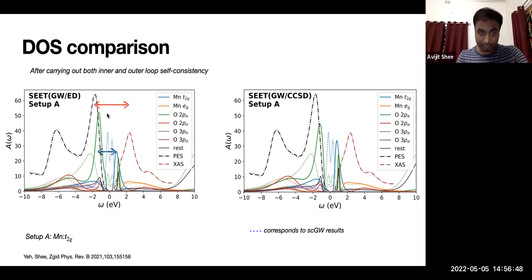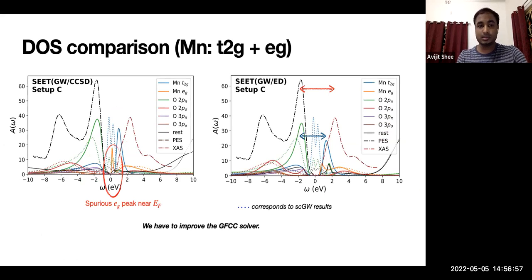But if we want to achieve a quantitatively good result, then we increase the size of the impurity. In the other impurity setup, ED certainly improves with respect to the previous setup, but with the coupled cluster solver, instead of improving, we see a spurious peak near the Fermi regime. That definitely raised concern about the solver, and it requires a bit more study, and perhaps we need to improve this solver.